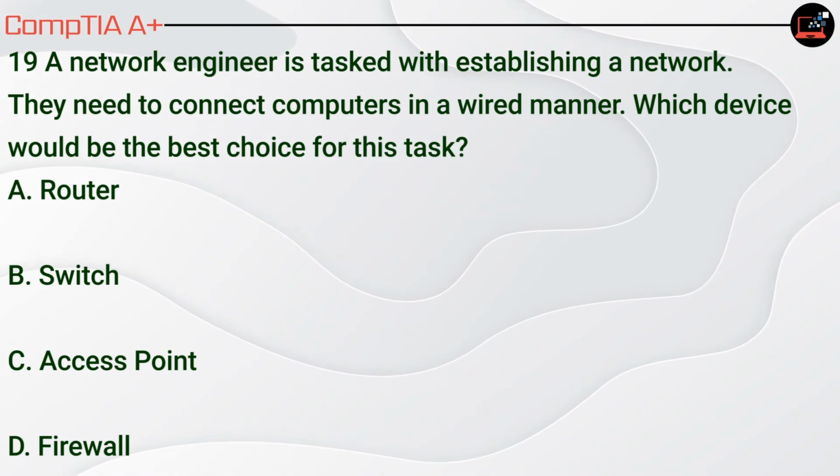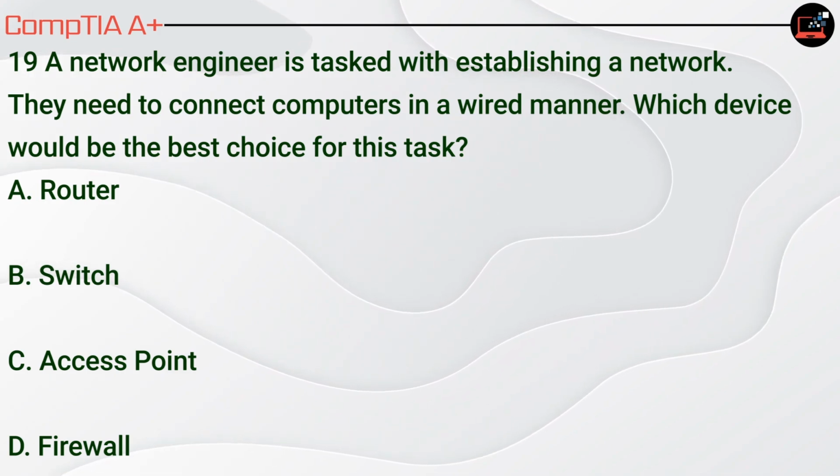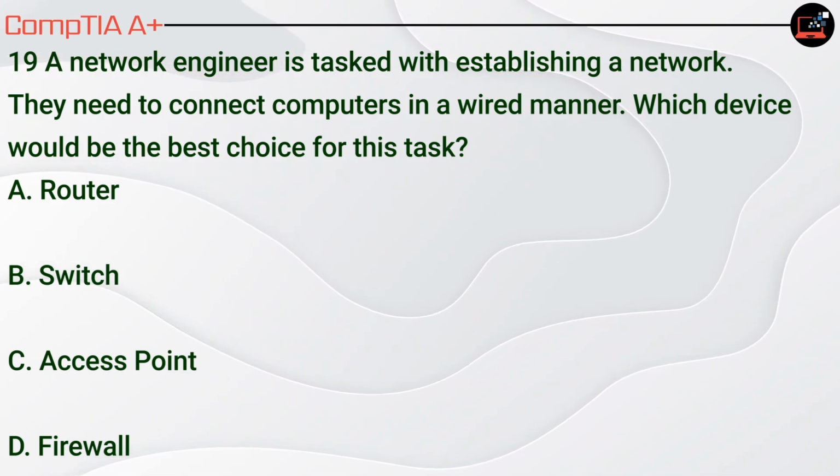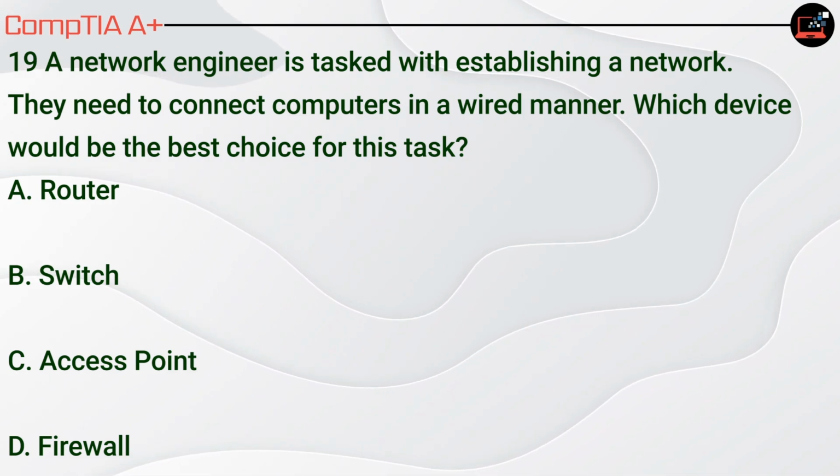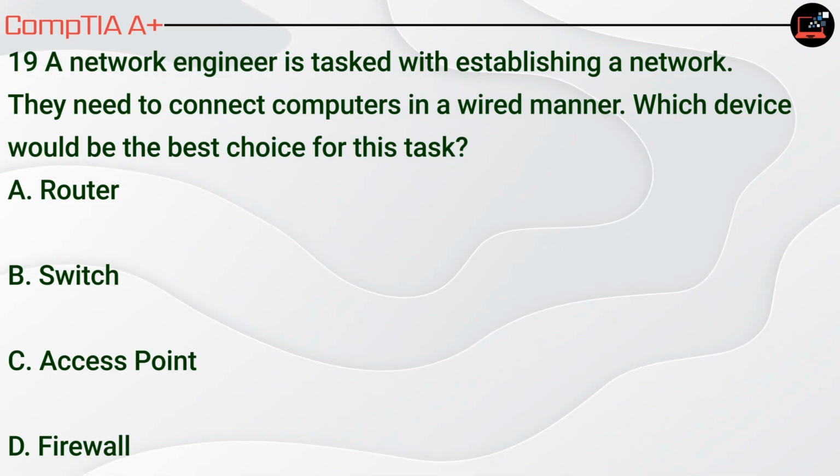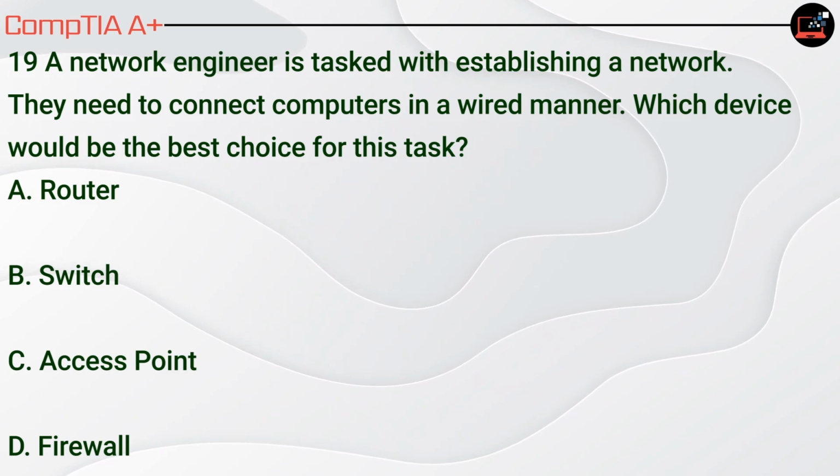19. A network engineer is tasked with establishing a network. They need to connect computers in a wired manner. Which device would be the best choice for this task? A, Router. B, Switch. C, Access point. D, Firewall.